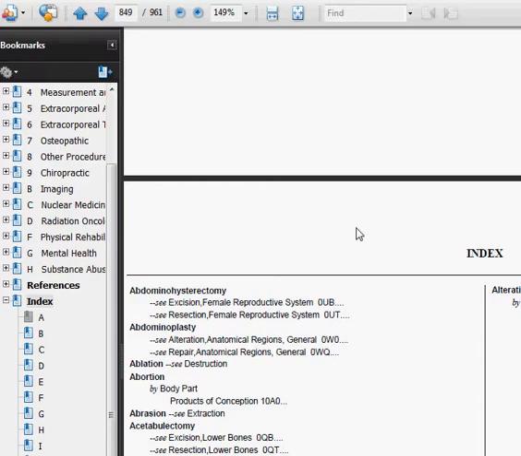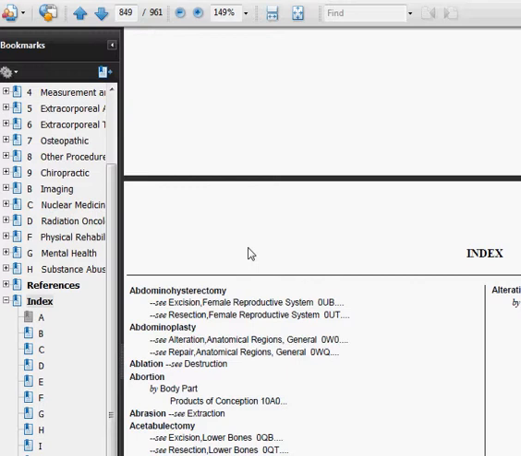Let's code a few more procedures in your textbook. Let's go on to page number 2 and start with question number 7. Arthroscopic partial meniscectomy of the left knee. The first choice we need to make here is the main term that we will use in the index.